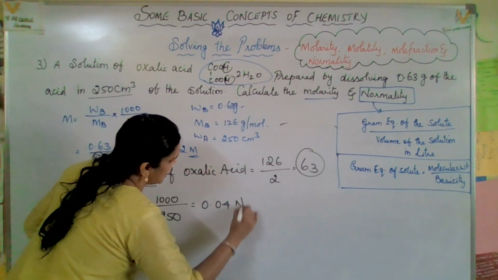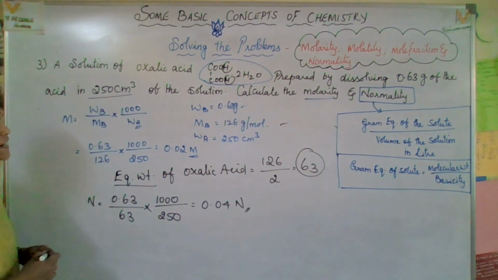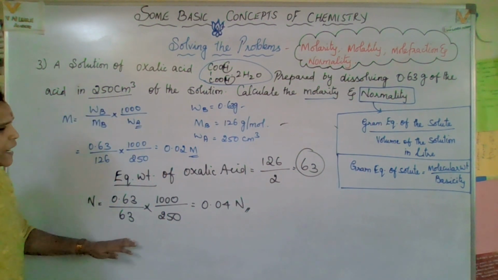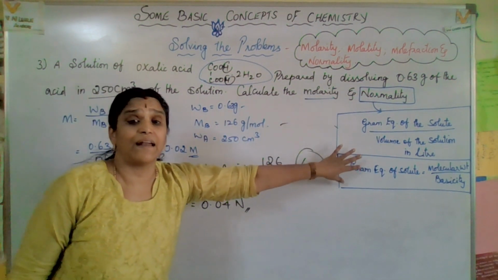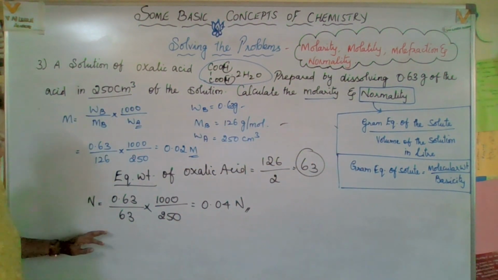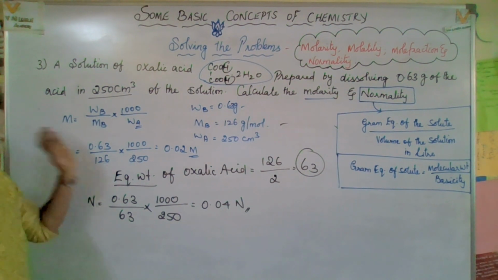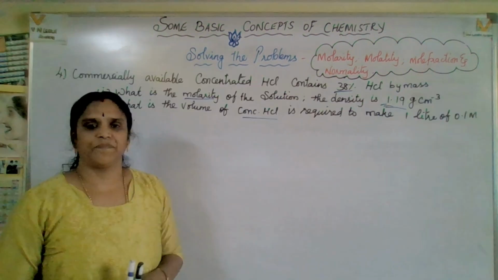0.04 N. N is the normality. Hope you got a clear idea how to calculate the normality related sums. Yes, let us go for another important question.